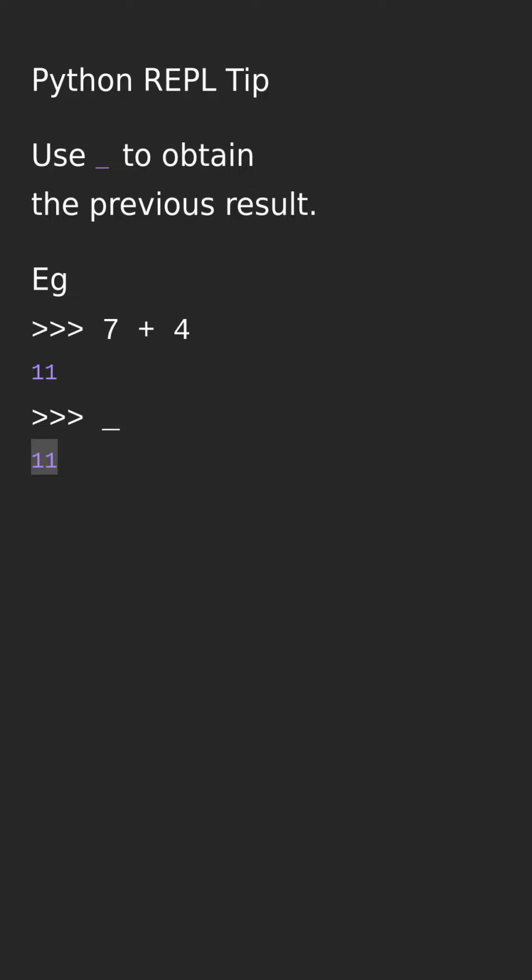The underscore refers to the previous result. The cool thing is, I can use this underscore as a variable in subsequent expressions, like, say, underscore times 5, 55, there we go. This was the underscore value, 11, times 5, as per the command. After this operation, now the value of underscore would be 55, since that is a previous result now.